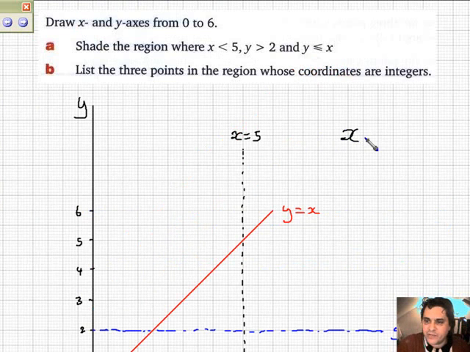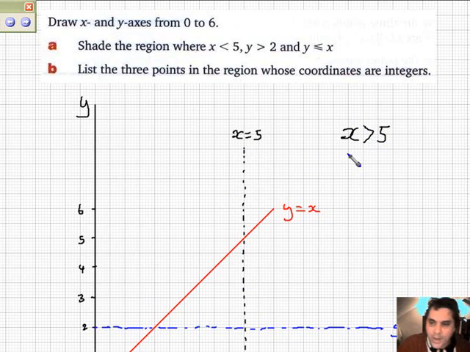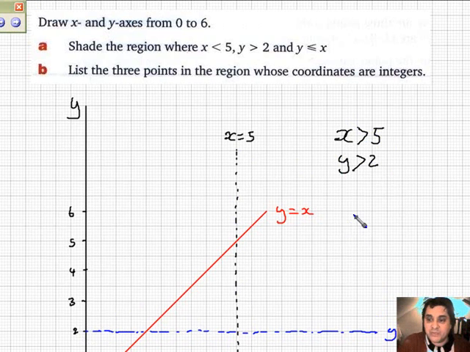So let's just define the region. X must be greater than 5. In other words, that's why I drew a dotted line there, because I'm not allowed to be on 5. And y has got to be greater than 2 but not equal to it. That's why I drew a dotted blue line to represent the equation of y equals 2.